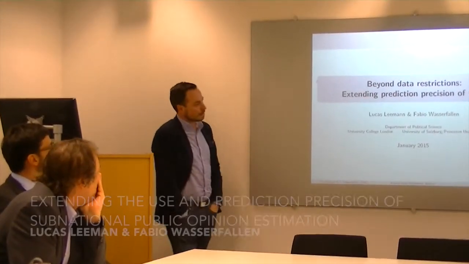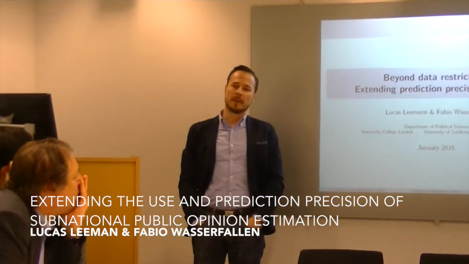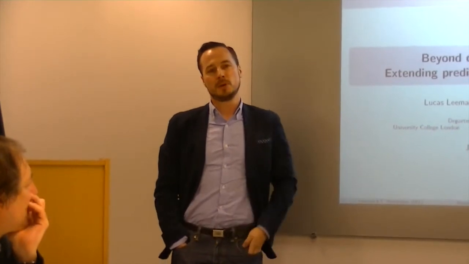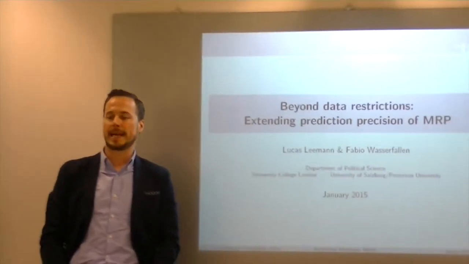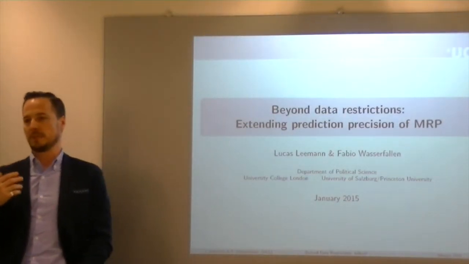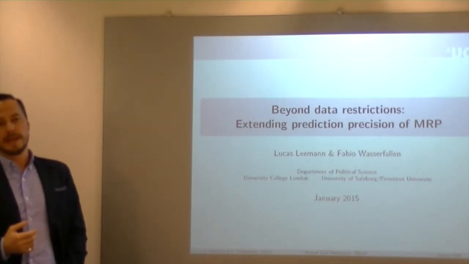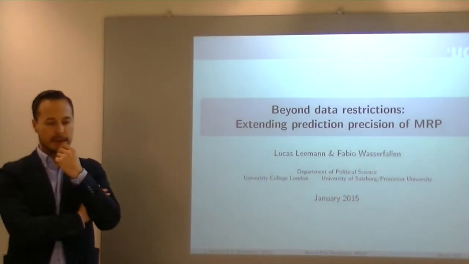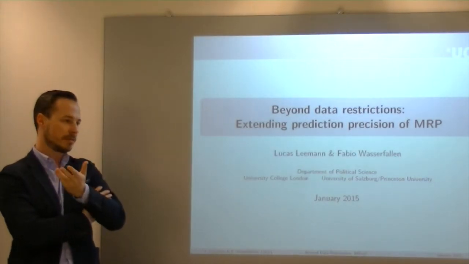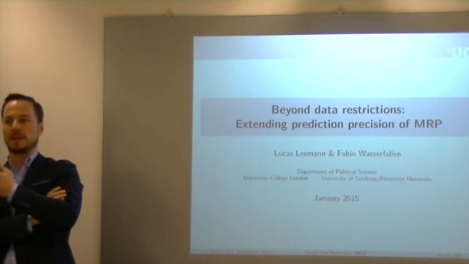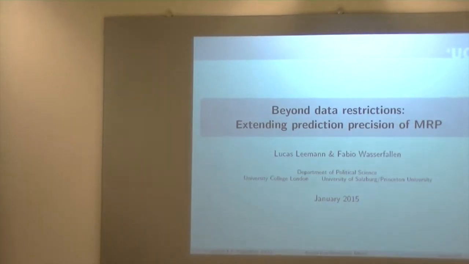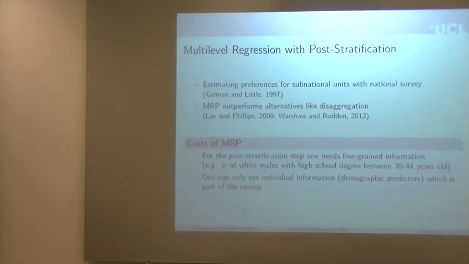This is a paper I'm working on with Fabio Wasserfallen. We started working on this because we were in a substantive project using multi-level regression with post-stratification to get estimates on different policies in the Swiss cantons. So we wanted to know in which cantons certain policies have higher or lower support among the population. One thing that we realized quickly was that we had a couple of good variables in the individual level survey, but we couldn't use those variables because they were not part of the census, which is a requirement when you're using MRP. So that's where the motivation for this paper comes from.